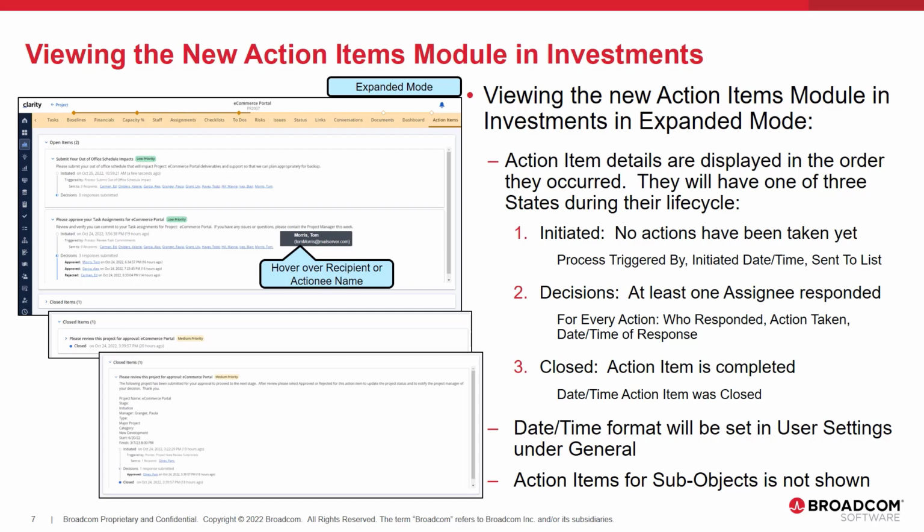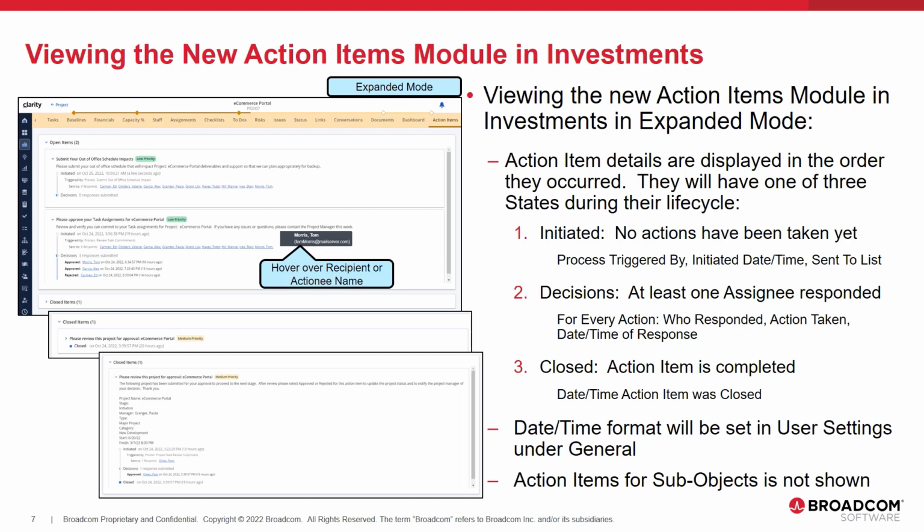Action items typically go through three stages. The first is initiated, when no actions have been taken. Second is decisions, when at least one assignee has responded and taken an action. And lastly is closed, when all actions are completed. During the initiated stage, you'll be able to view which process triggered the action item, what date and time it was initiated, and who it was sent to. Under the decision stage, you'll be able to see for every action item who responded, what action they took, and the date and time of their response. And finally, when the action item is closed, you'll be able to see the date and time that it was closed.